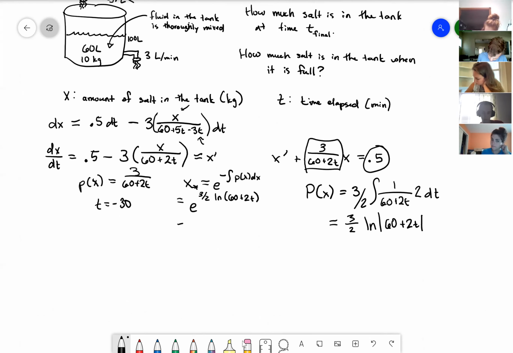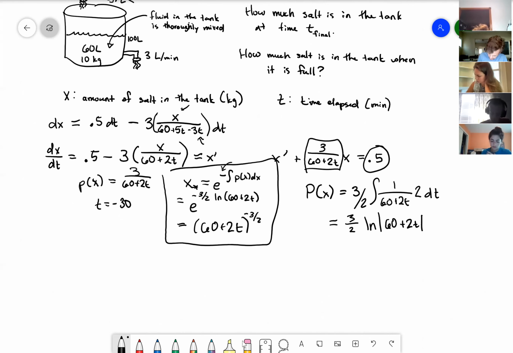Okay, so of course, by rules of exponentiation and natural logs and so forth, what we get is that this is equal to 60 plus 2t to the minus 3 halves. Okay, so that's our homogeneous solution.